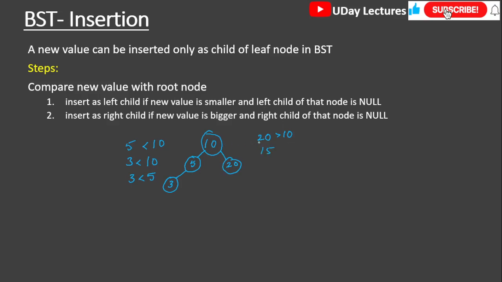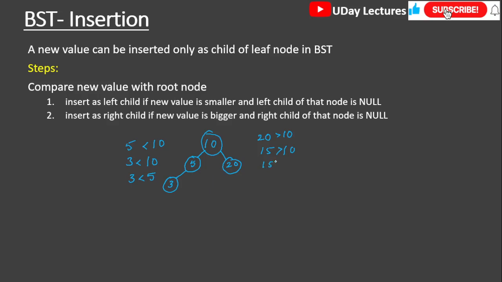So the comparisons will start from the root node, which is 10. And we know that 15 is greater than 10. So what we do, we have to insert 15 in the right child position. But 10 is already having a 20 as right child. So we have to make comparisons again with 20.